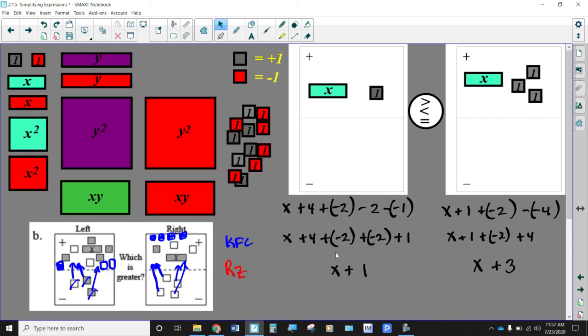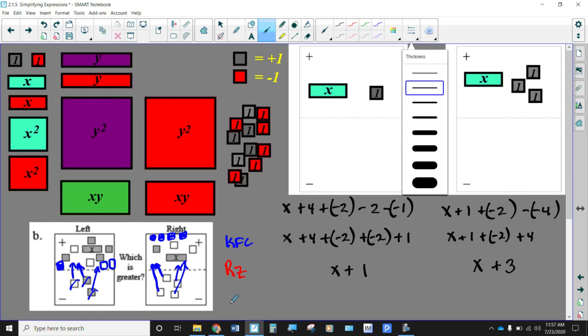Now, can we remove balanced sets? Yes, we can. Do you already know which side is greater? Yes, you probably do. A number plus 1 has to be less than the same number plus 3, doesn't it? So doesn't that mean that the right side has to be greater than the left side? Yeah, it does. But let's go ahead and now let's remove balanced sets.